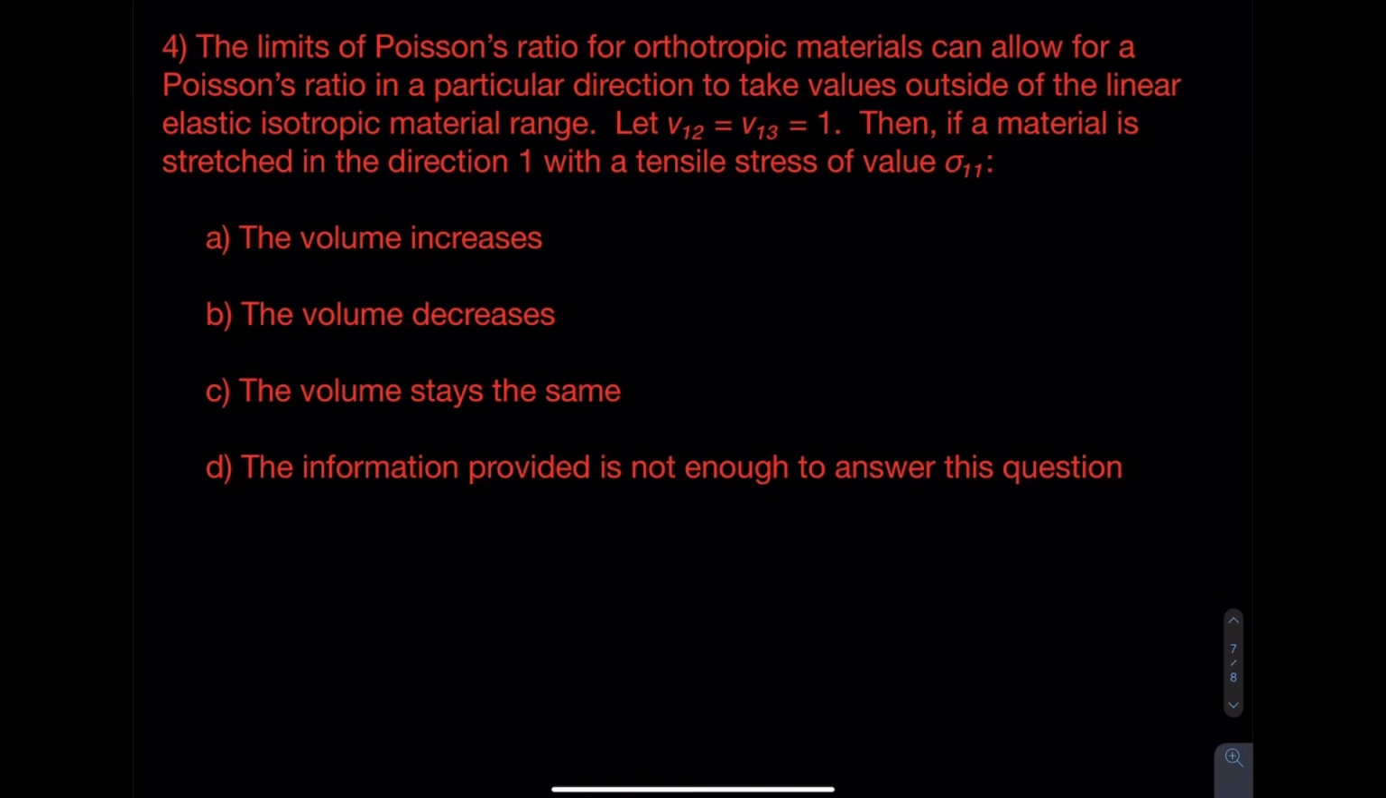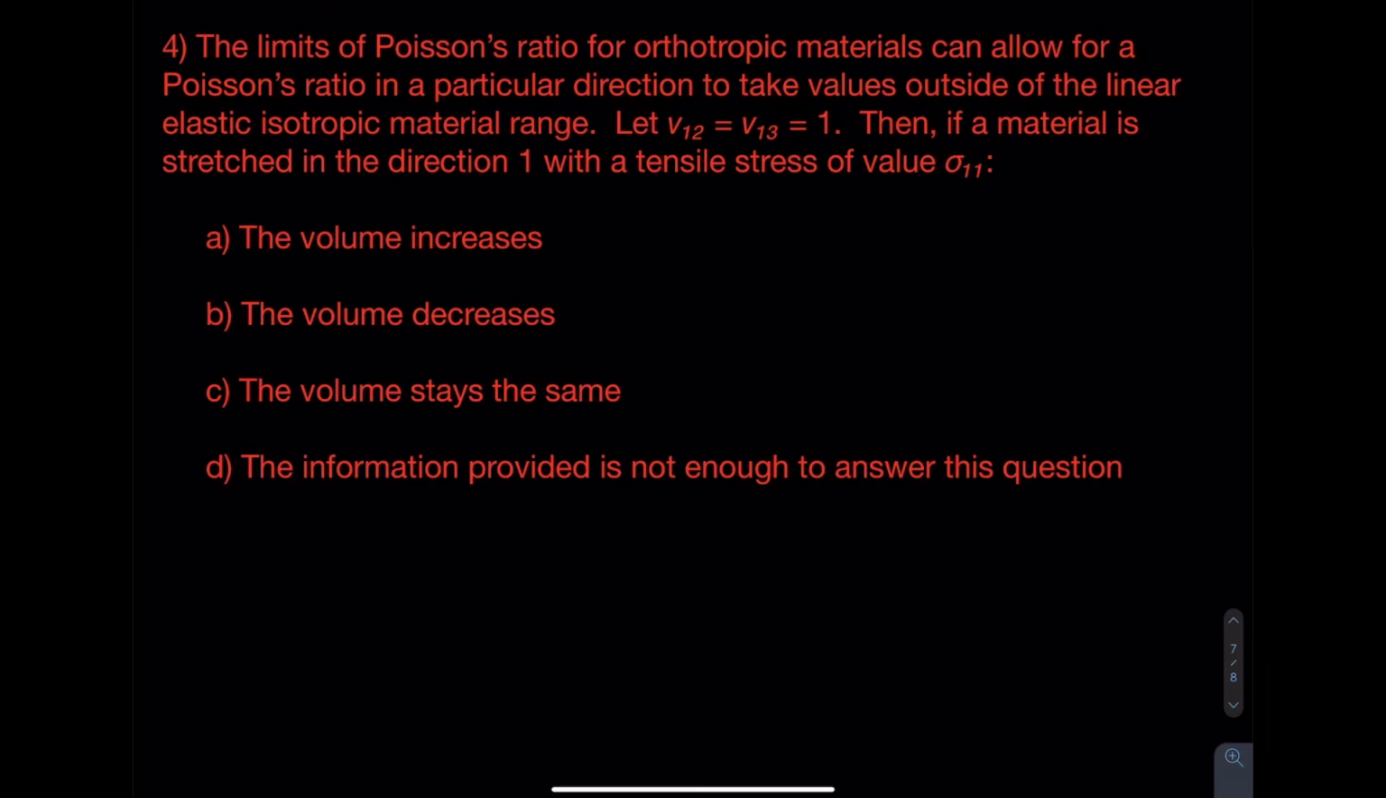If you guys do want to see where the limits come from, they're nicely stated on Dr. Sammer's website. And if you take the grad school class, you will discuss more in depth about those limits. However, for you guys, it's not needed as much. As you will see, this question is nice and simple. It says, let the Poisson's ratio 1,2 equal the Poisson's ratio of 1,3, which is equal to 1. So again, we already know that this is outside of the limits that we had before.